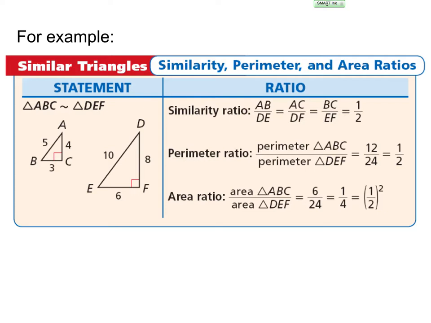So I'm going to give you a similarity ratio and have you give me the others, and then I think I'll see if I can give you an area ratio and have you give me the others. Switch the order of what I was doing.